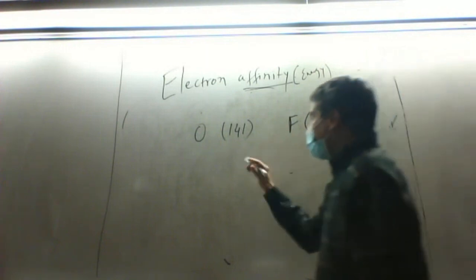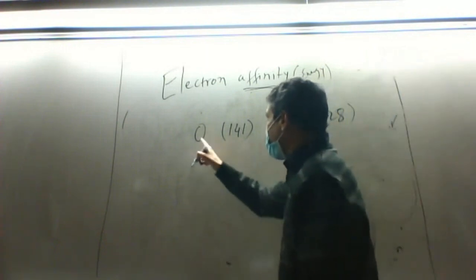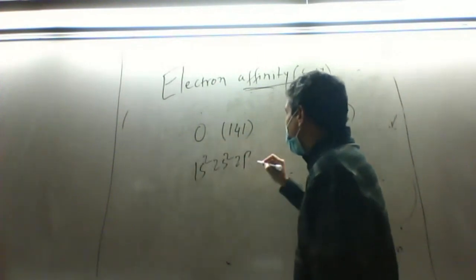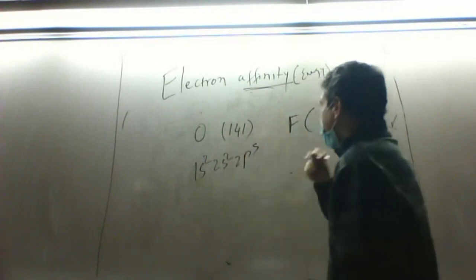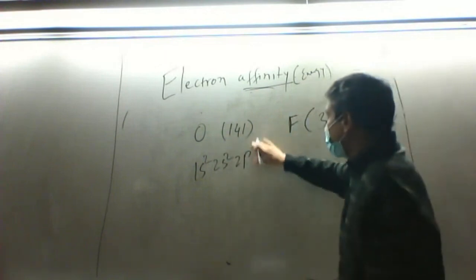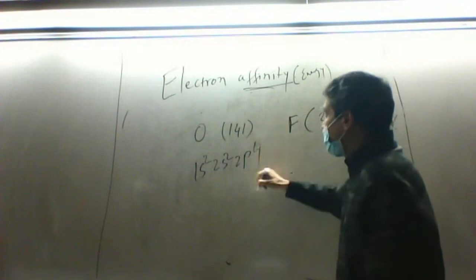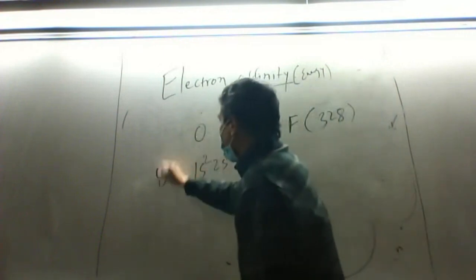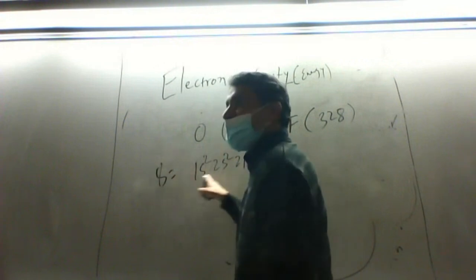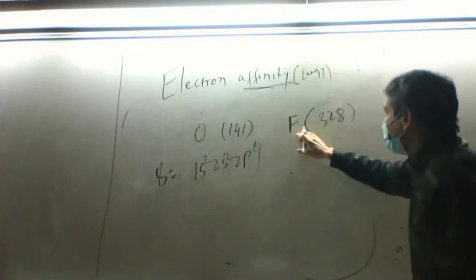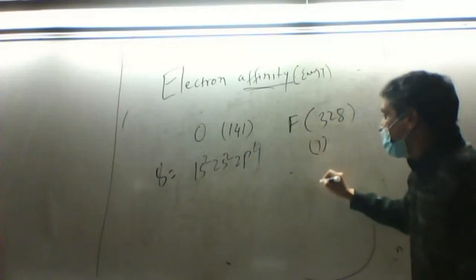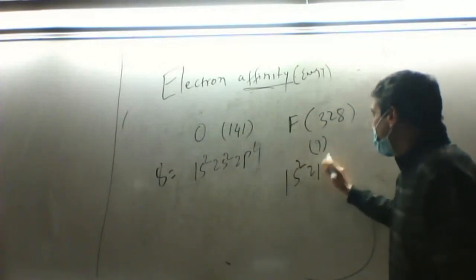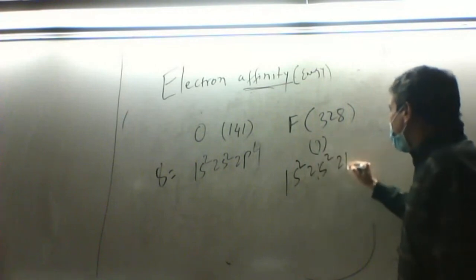Why? Because now look at the electron configuration. Oxygen is number 8, so 1s2, 2s2, 2p4. Look at the periodic table, the number of electrons and protons in oxygen is 8. Now go here, fluorine. Fluorine is atomic number 9. Now do the electronic configuration: 1s2, 2s2, 2p5.